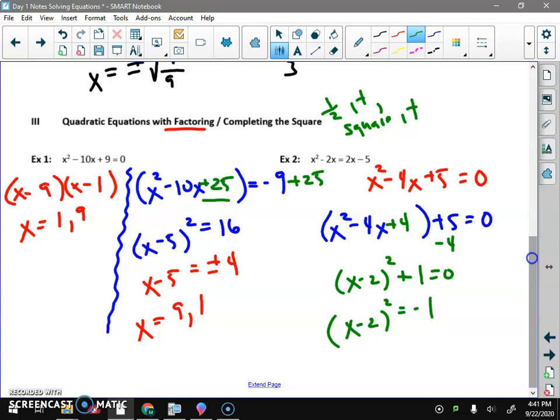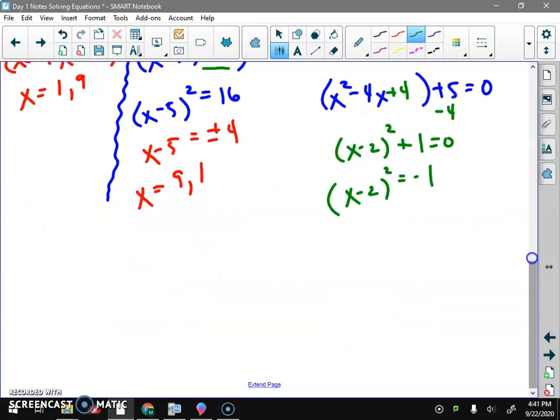Oh, I lied last unit. I said we're never going to do imaginaries. We are going to do them real quickly here. Take the square root of negative 1, plus or minus i. Add the 2 over: 2 plus i, 2 minus i. 2 plus or minus i would be fine.